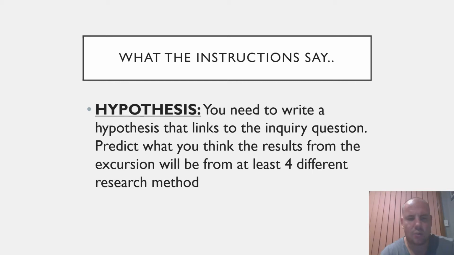It says you need to write a hypothesis that links to the inquiry question. Remember, the inquiry question is: are the management strategies at Pioneer Dairy successful in maintaining the environmental health of this site? So what you've got to do is predict what you think the results from the excursion will be from at least 4 different research methods.